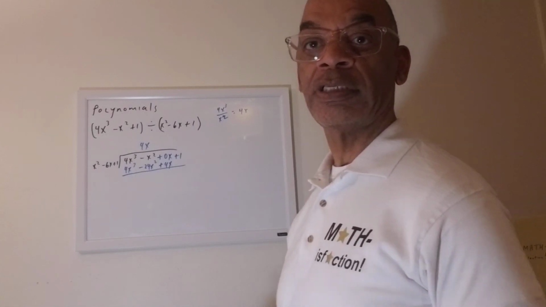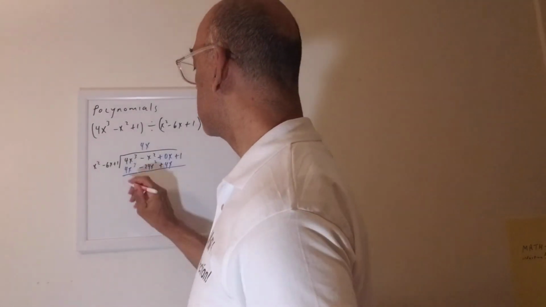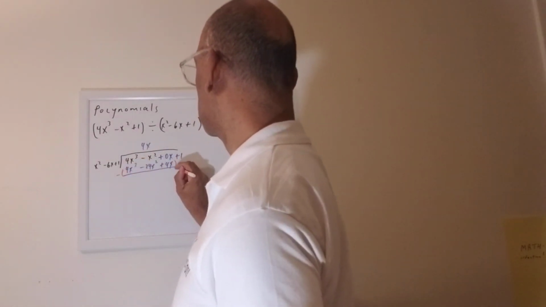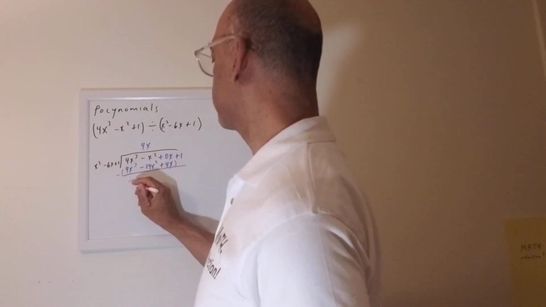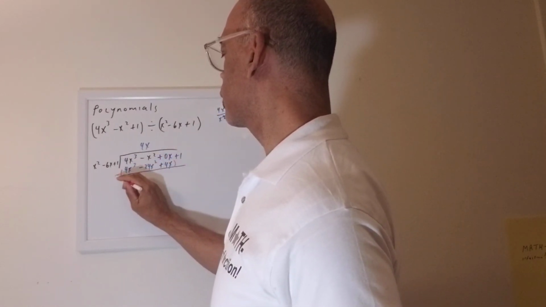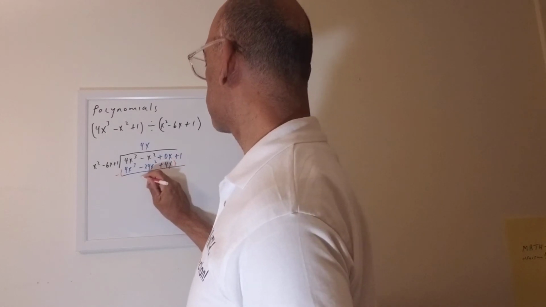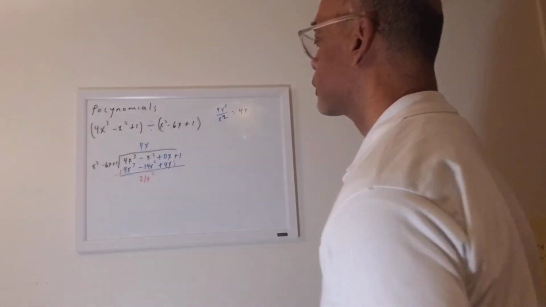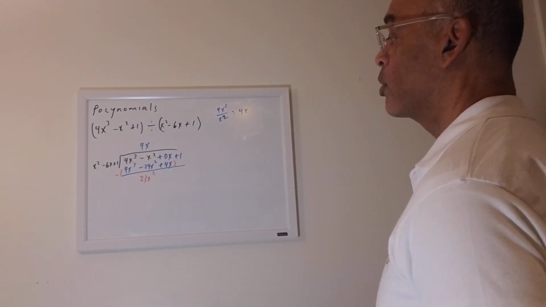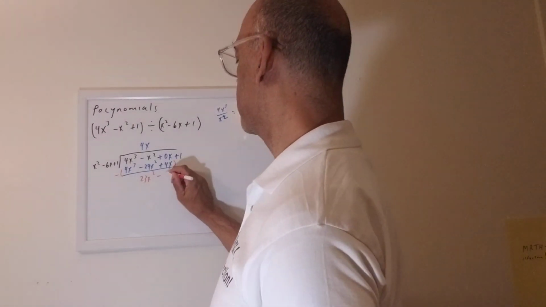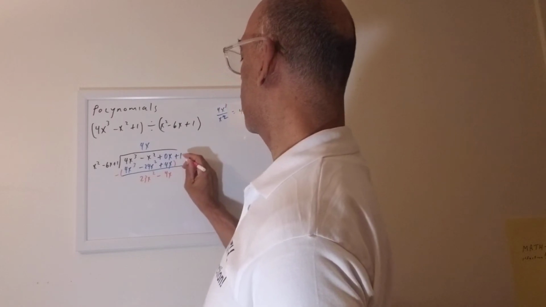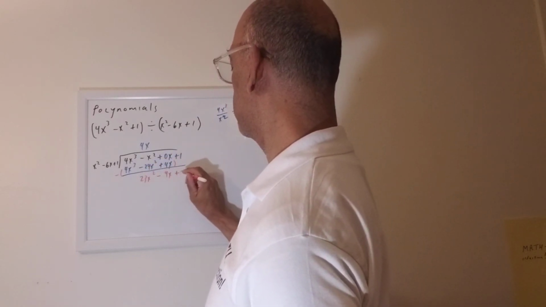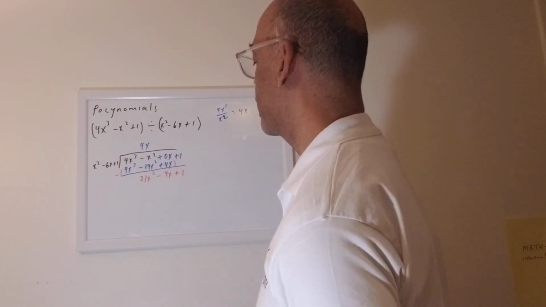The math operation, as you recall, in long division with numbers is a subtraction. That will always cancel. Negative x squared minus negative 24x squared will be 23x squared. 0 minus 4x will be negative 4x. And 1 minus nothing, 1 minus 0, will be positive 1.